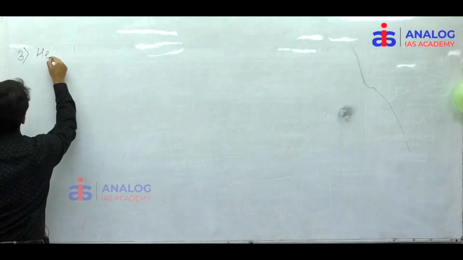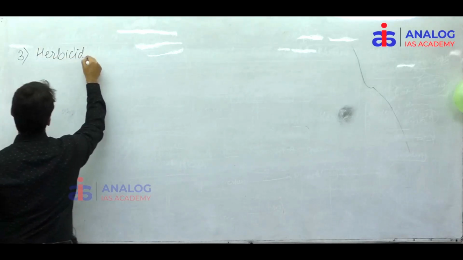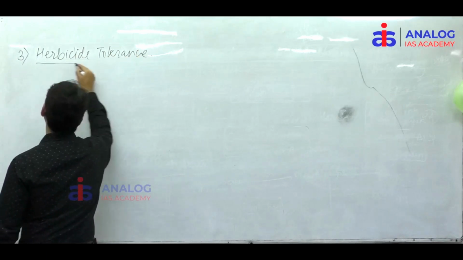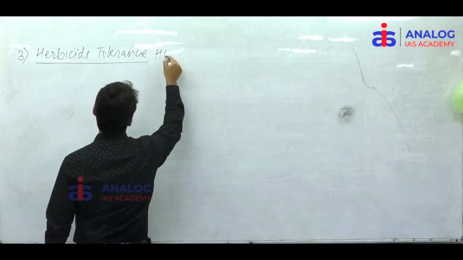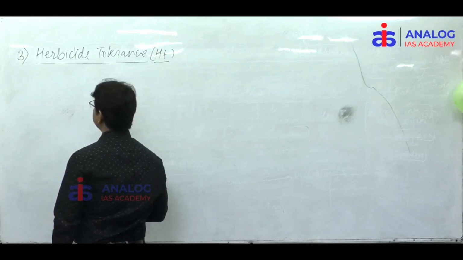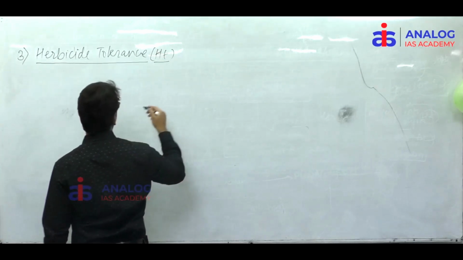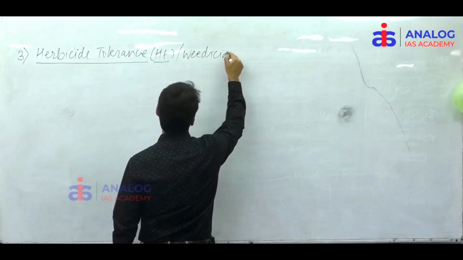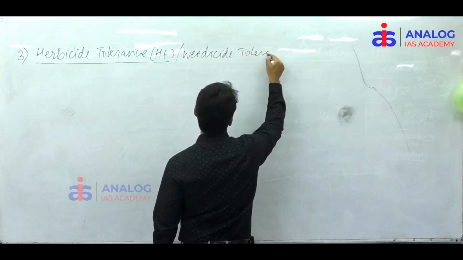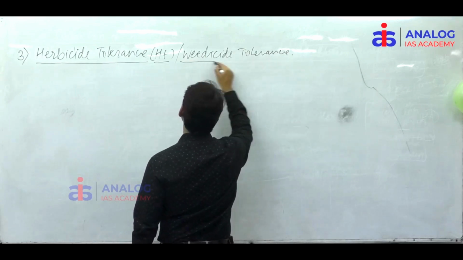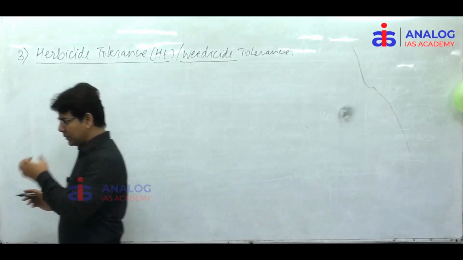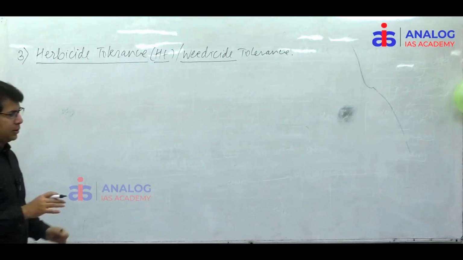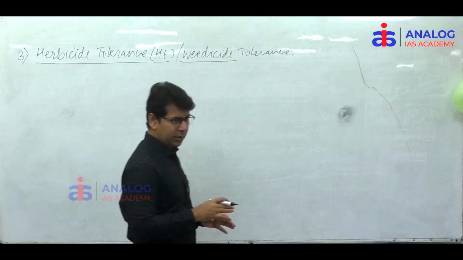That is called herbicide tolerance. Herbicide tolerance is popularly known as HT, or it is also known as weedicide tolerance. It's the same thing, right? So herbicide or weedicide is a class of chemical which can kill the weeds which are growing.